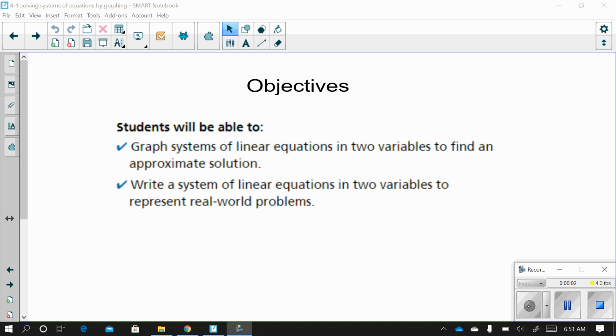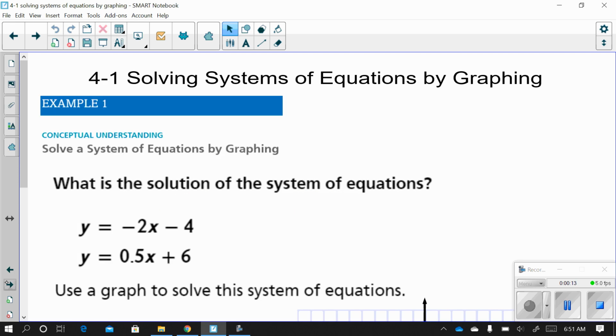Hey guys, today we're going to start chapter 4. So today we're going to graph systems of equations in two variables to find an approximate solution and an actual solution, and then we're going to use some word problems to do this as well. So this is 4-1, solving systems of equations by graphing.